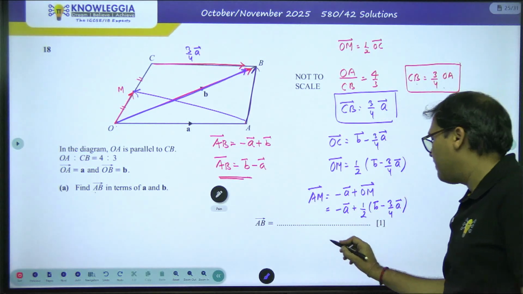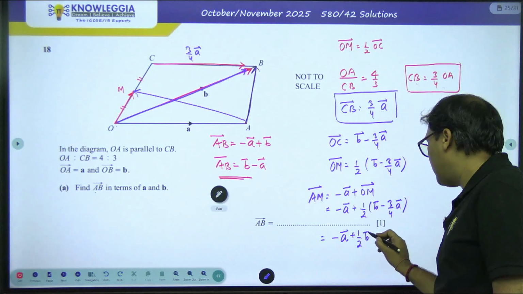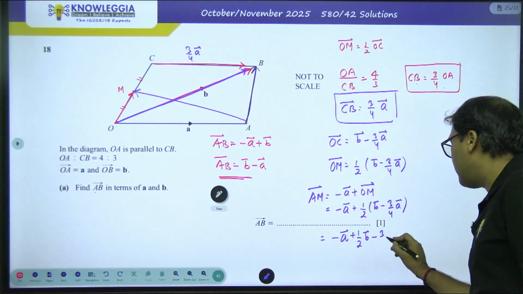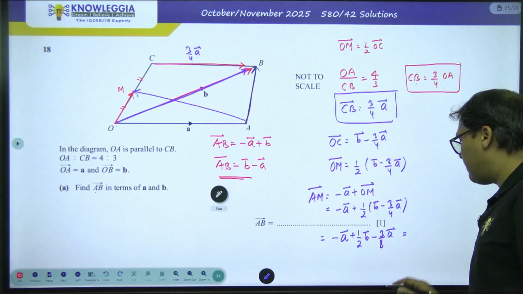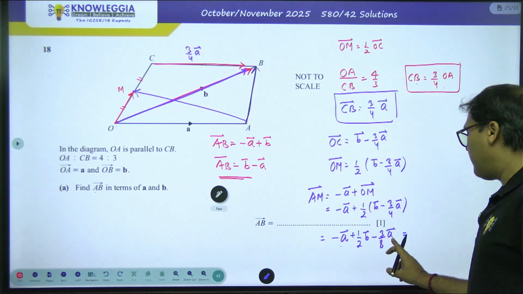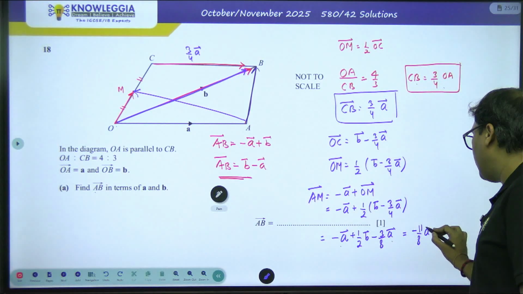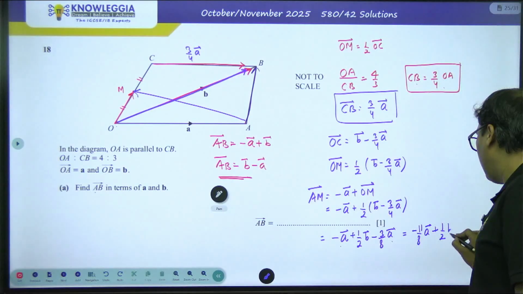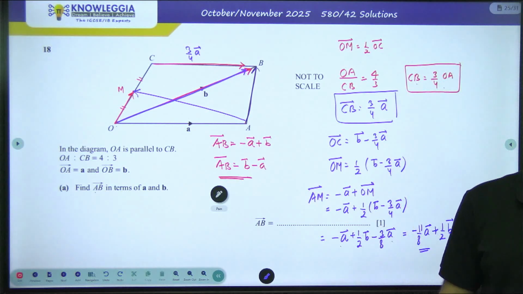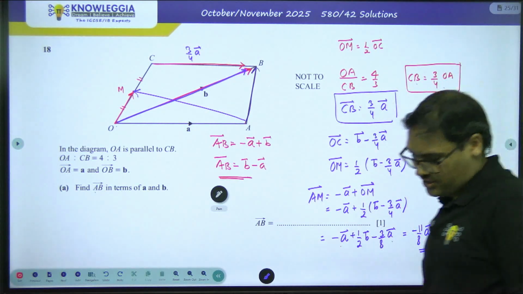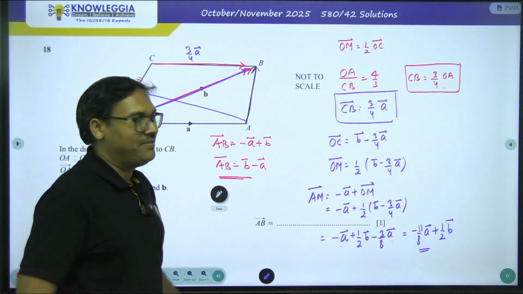Correct? So now just simplifying this, minus A plus 1 by 2 B, multiply these two, this is minus 3 by 8. Now you can further simplify this. Minus A and minus 3 by 8 A will become minus 11 by 8 A. You can check, this is plus 1 by 2 B. So that is how you will solve this. Now let's check the answer. So what is the answer for this? Let's check this. Minus 11 by 8 A plus half B. That is how we will solve this question.